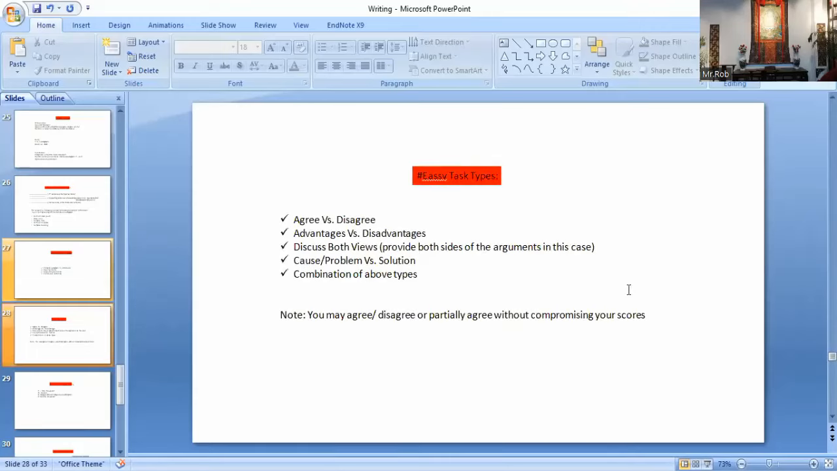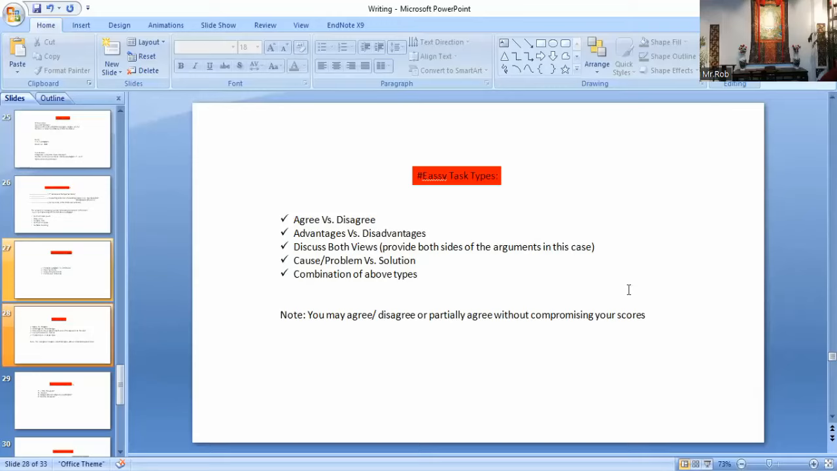Now there are various types of essays. One is agreeing versus disagreeing. Another is advantages versus disadvantages. Another is discuss both views, provide both sides of the argument. In this case, if the essay question is saying discuss both views, then you have to provide both sides of the argument, and then you will score it.